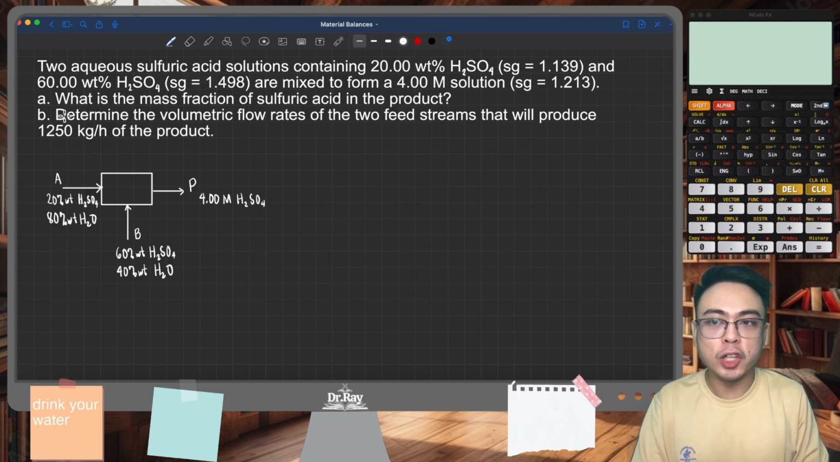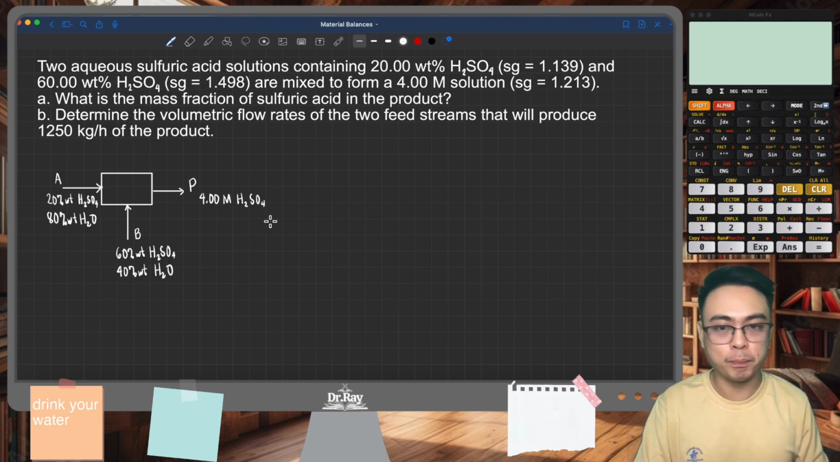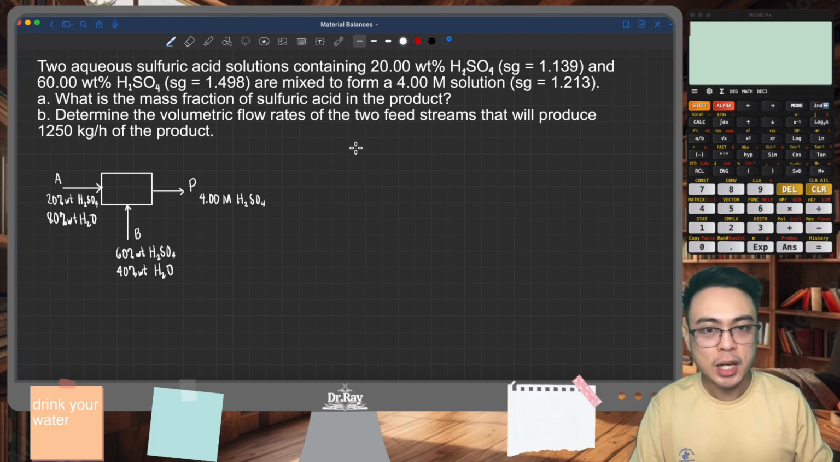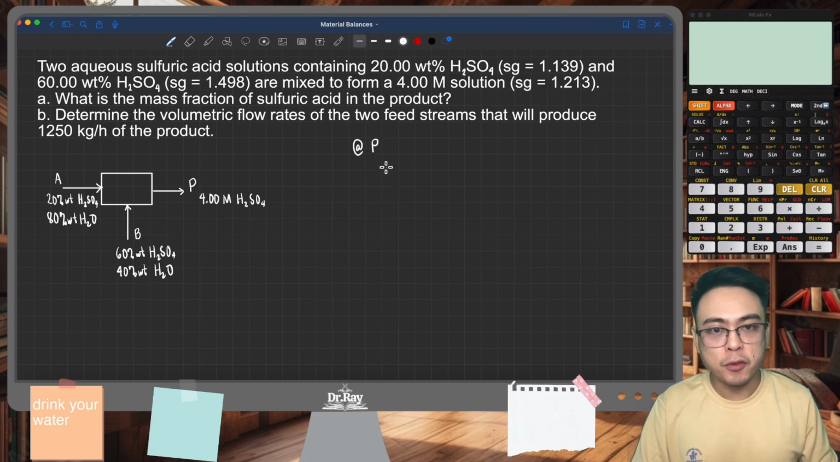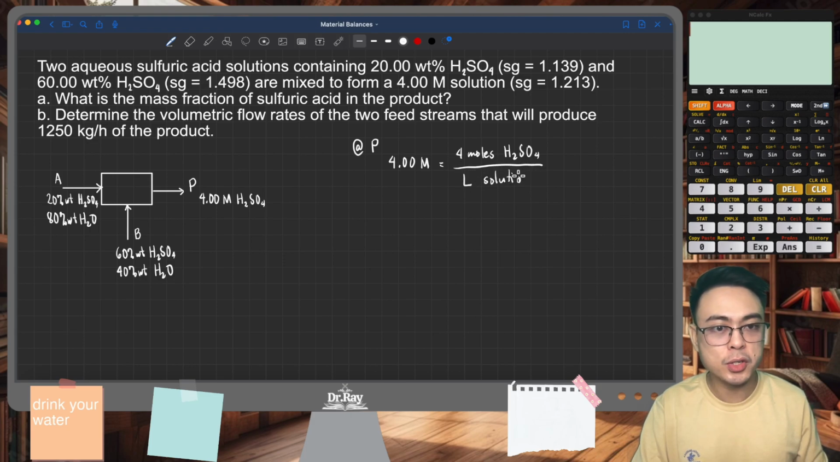Now, if you take a look at what's required for letter A, we are looking for the mass fraction of sulfuric acid in the product. We can actually already determine this by converting molarity to a percent by weight. So let's do that side calculation first. Let's consider stream P. If we say that the concentration in stream P is 4 molar, that means that you have 4 moles of H2SO4, or sulfuric acid, for every liter of the solution, because the definition of molarity is moles per liter, right?